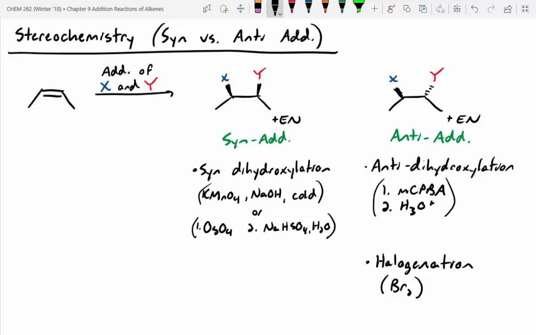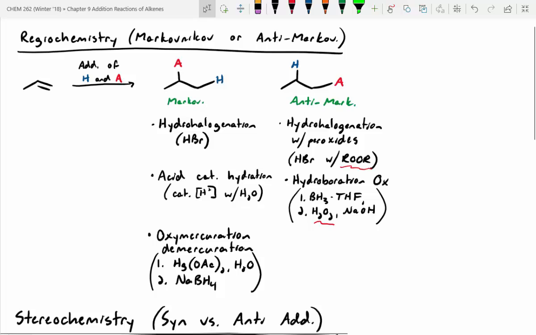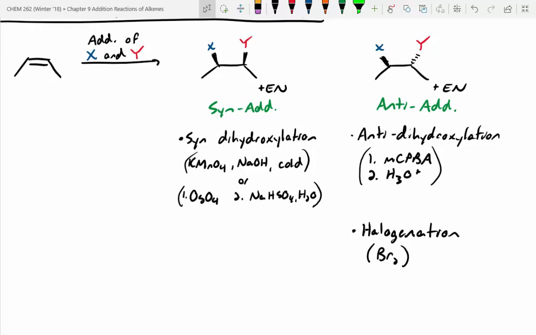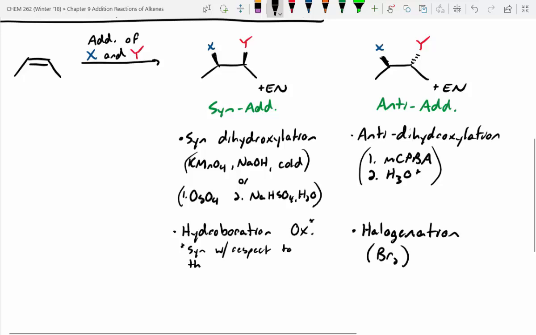All right, what about with hydroboration oxidation? That was one we previously covered up here. We said hydroboration oxidation is anti-Markovnikov, but we also know whether or not it's syn or anti. Who remembers? Syn. It's syn. And so we'll clarify this. Hydroboration, oxidation. And let's make a note. It's syn with respect to the hydrogen.